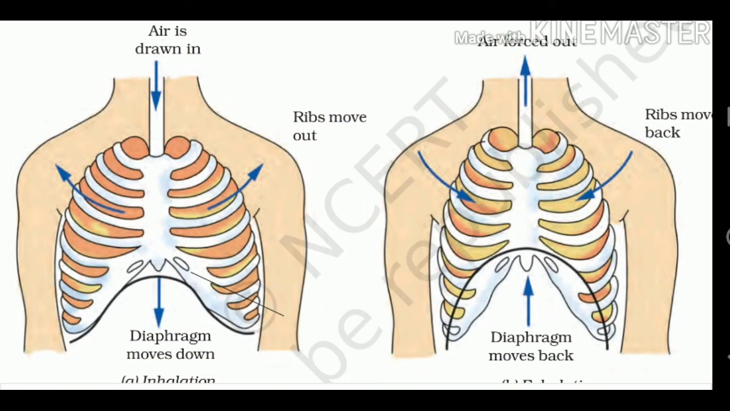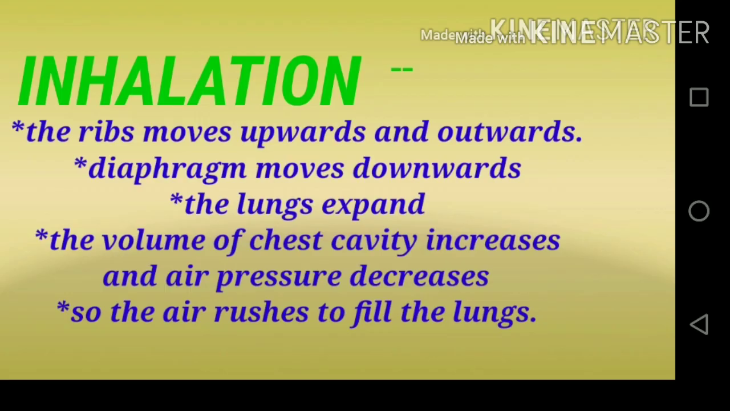Let us see the difference between inhalation and exhalation. What happens during inhalation? Once again I am repeating. The ribs move upwards and outwards, and the diaphragm moves downwards. And what about the lungs? The lungs get expanded, the volume of the chest cavity increases, and air pressure inside the chest cavity decreases. So the dense air outside the body rushes to fill the lungs or the chest cavity. That is how inhalation takes place.